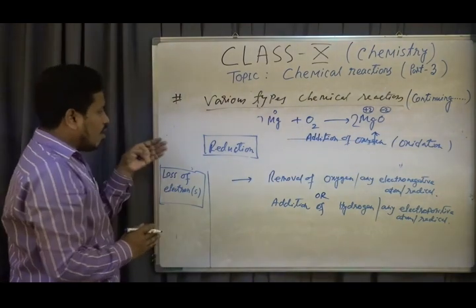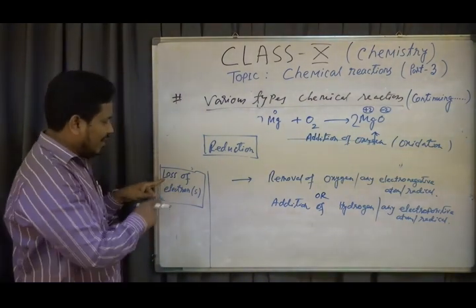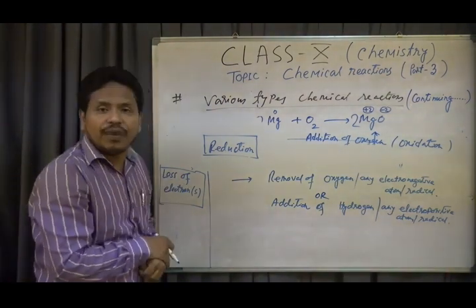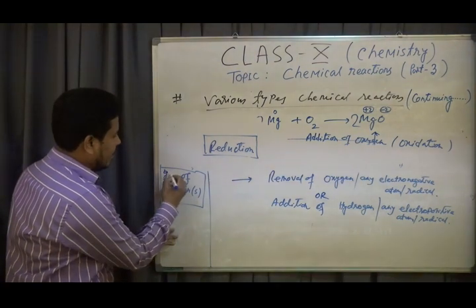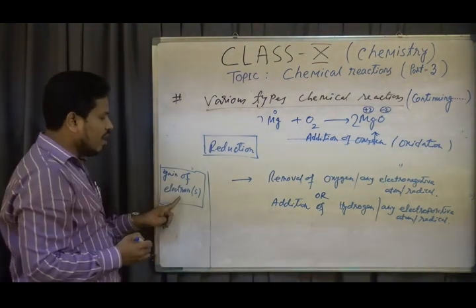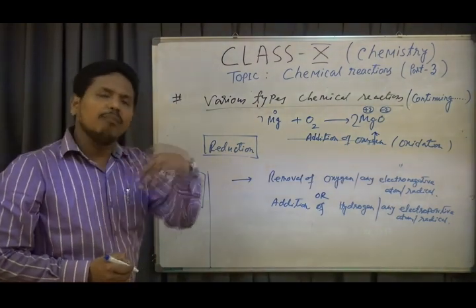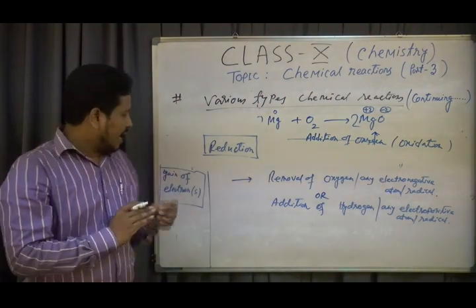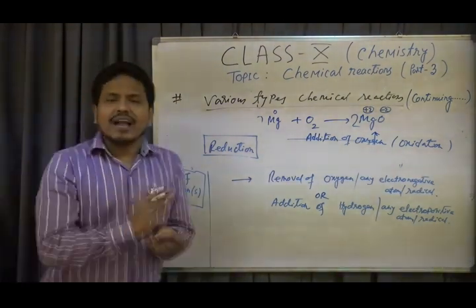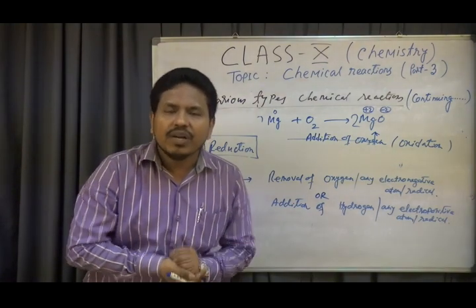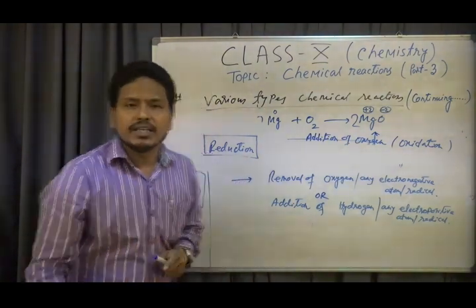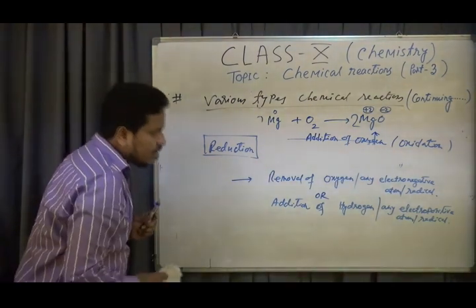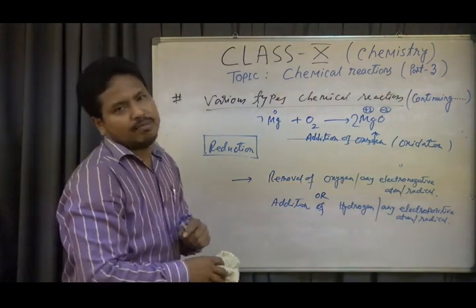So similarly, in modern or electronic concept, what will happen? Loss of electron was oxidation. Its opposite will be gain of electron, one single electron or more electrons. Whenever during the chemical process any atom gains electron, one or more, that process will be the reduction reaction according to modern or electronic concept, my dear students. So this is the definition of oxidation and reduction by both concepts, old concept and modern concept.